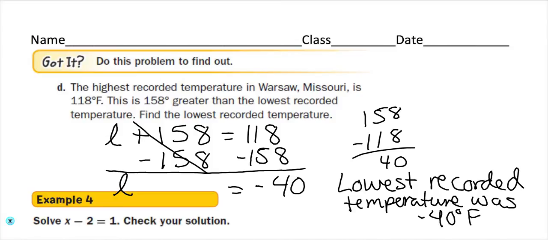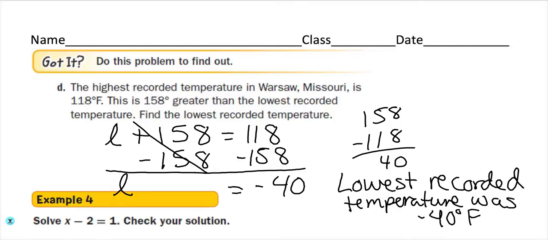So I'm not sure where Warsaw, Missouri actually is. Those of you out in YouTube land, we are about an hour and a half south of St. Louis, so I don't know where Warsaw is. I know it's never been negative 40 here in Perryville, but there we go.